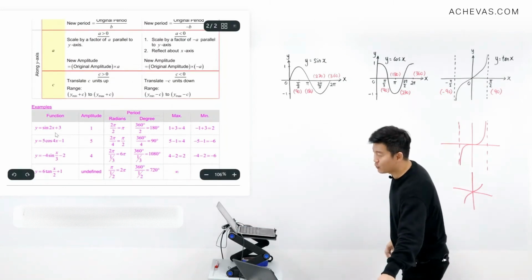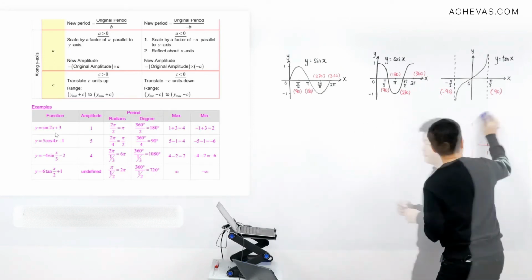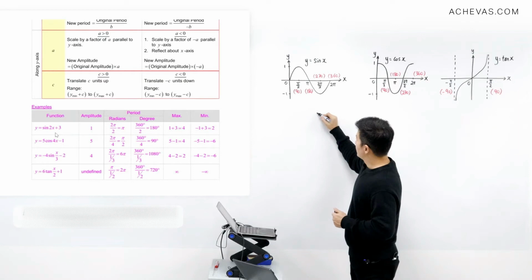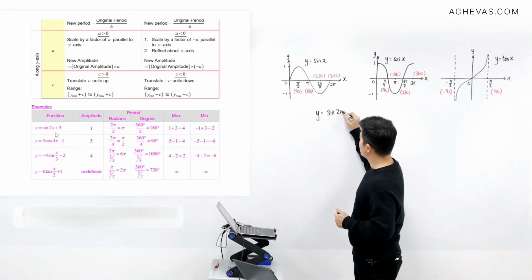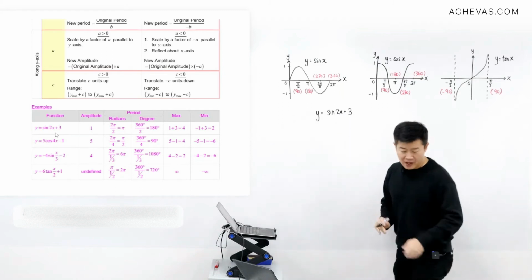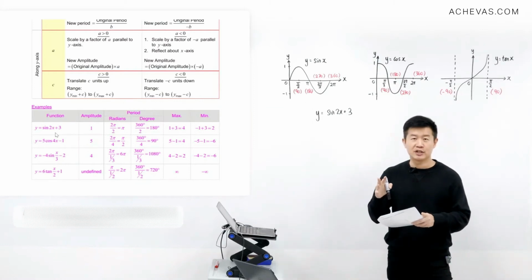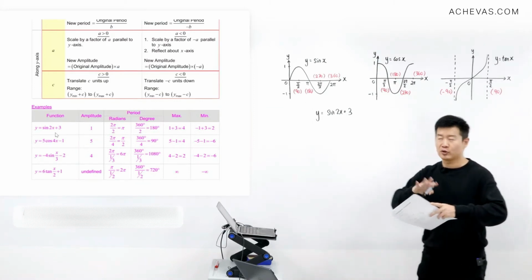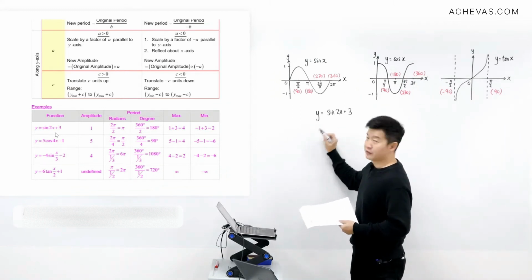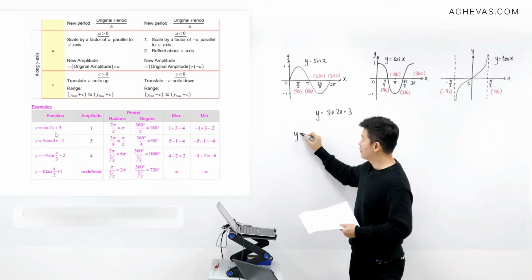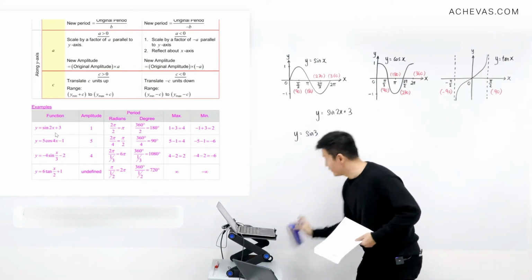Okay, let's try to sketch the graph of y is equal to sine 2x. Let me clear the board first. Okay, let's try to sketch this. The graph of y is equal to sine 2x plus 3. And what I'm going to do is I'm going to break up my procedure into a few different steps. Okay, I'm not going to draw this graph directly. What I'm going to do is I'm going to draw a version of this graph first, and I'm going to draw the graph of y is equal to sine 2x first.